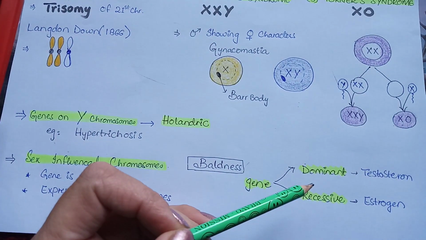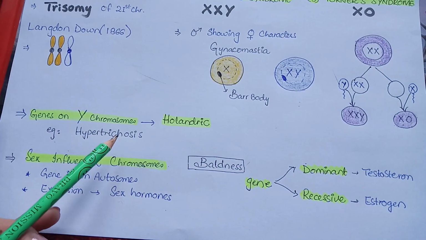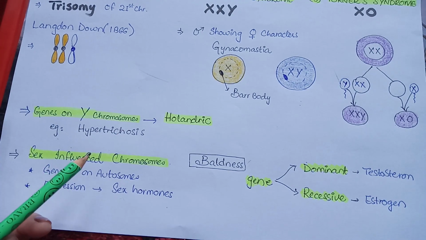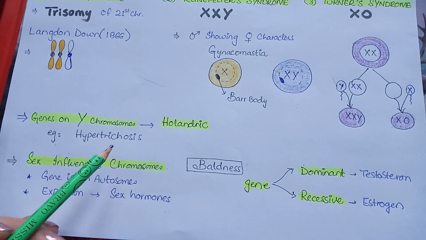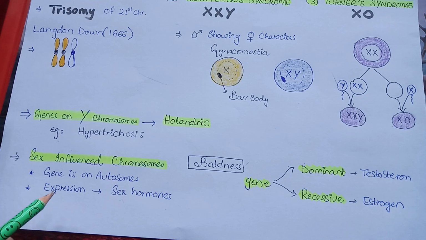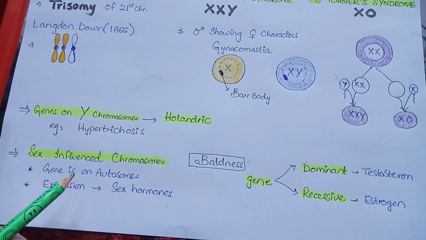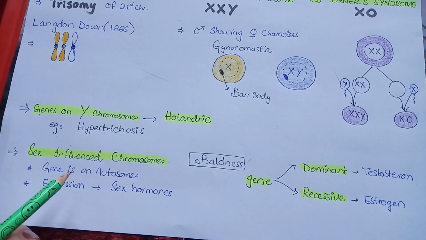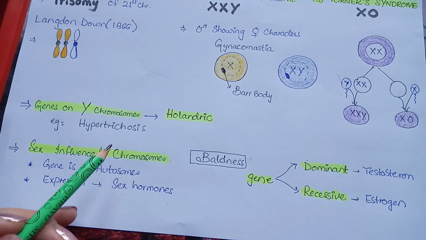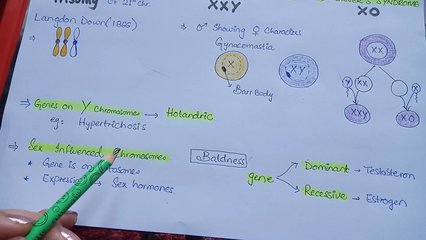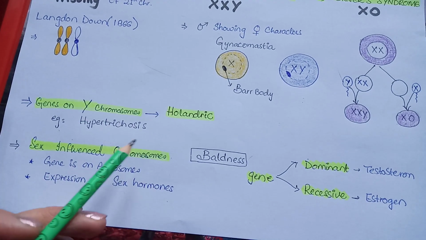So to sum up, two conditions we discussed. A gene located on Y chromosome, or Holandric gene, that usually passes on from father to son. Another character which is sex influenced: the gene is located on autosome, but its behavior, whether the gene is dominant or recessive, is controlled by sex hormone. So these are two more important things which we have to discuss when we talk of genetic disorders.